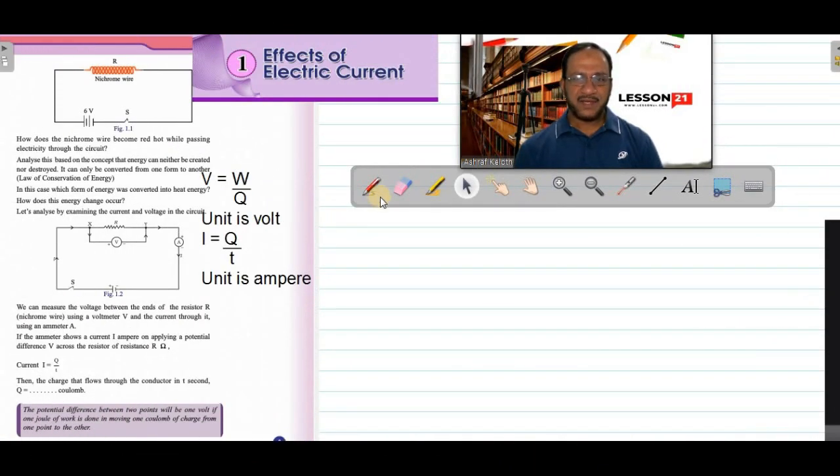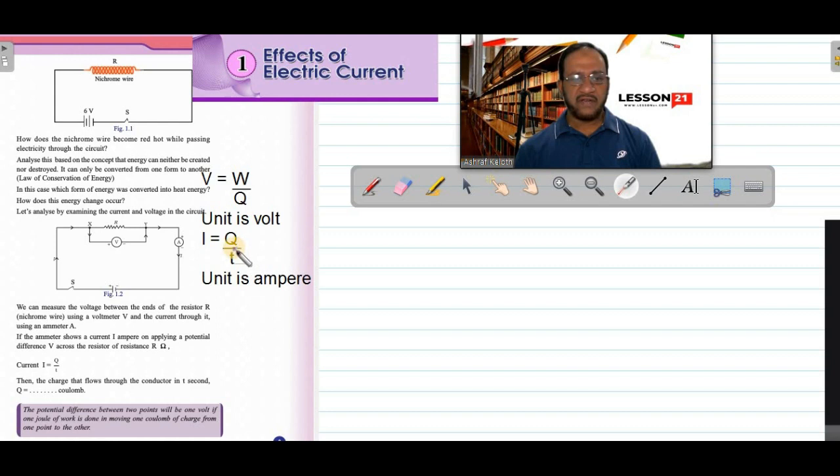Hello students. In the previous class, we discussed two important concepts in electricity. The first one is potential difference V. It is given by the equation W by Q, the total work done by the total charge moved, and it is measured in volt.